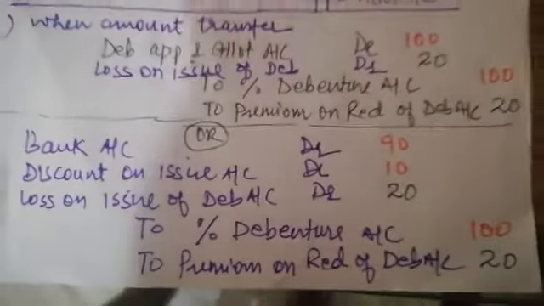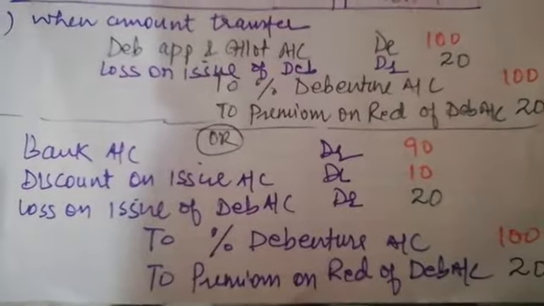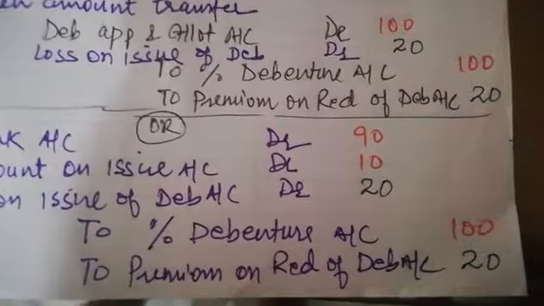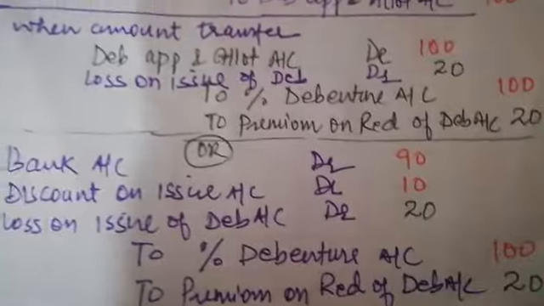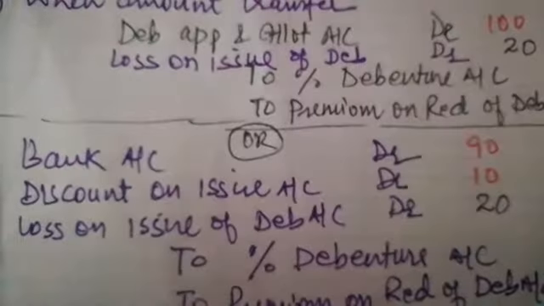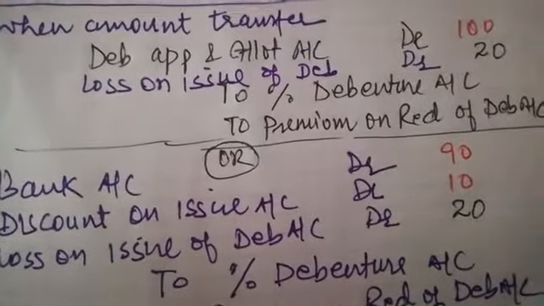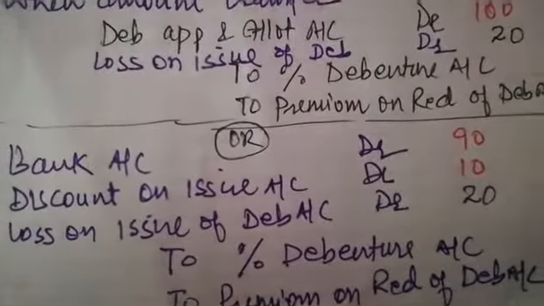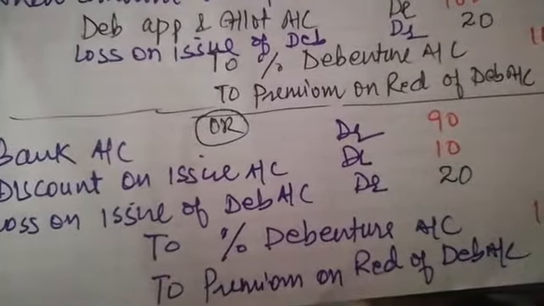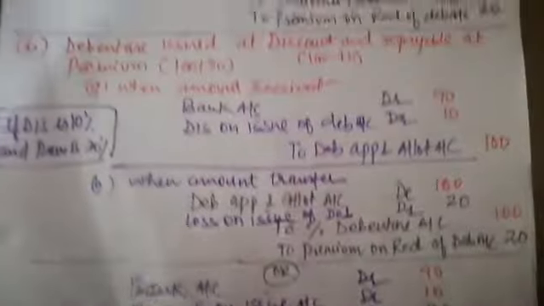If we go with the single or compound entry for this condition, the entry will be: Bank Account debit, Discount on Issue of Debentures Account debit, Loss on Issue of Debentures Account debit, to 2% Debentures, to Premium on Redemption of Debentures. Here we have shown separately the discount on issue of debentures and loss on issue of debentures, but maybe you can combine these in the name of loss on issue of debentures, equal to 30 rupees. So in this case we can combine the entries, or we can also combine the discount on issue of debentures and loss on issue of debentures on the debit side, or we can show them separately in this transaction.